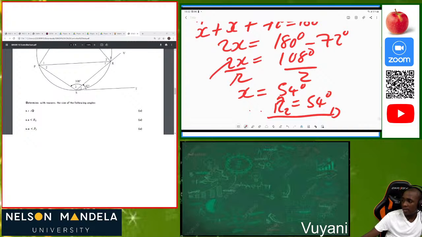Is there anyone who has an equation on that question which you are doing right now? Our angle R2 is equivalent to 54 degrees.